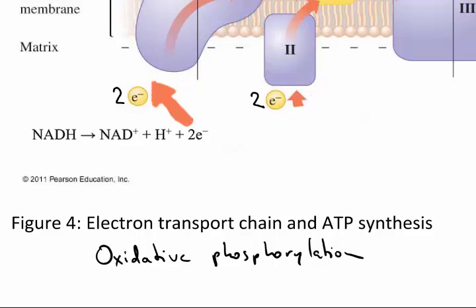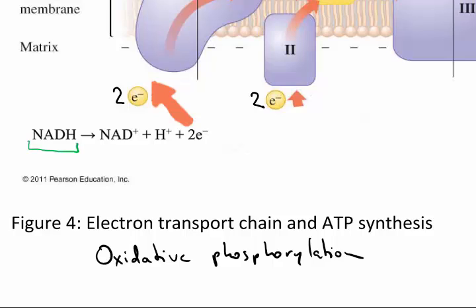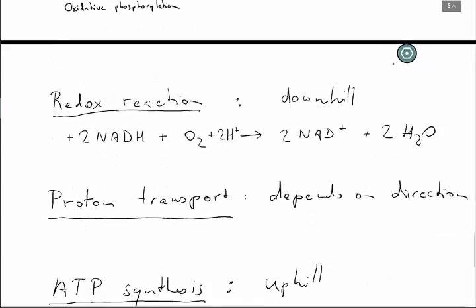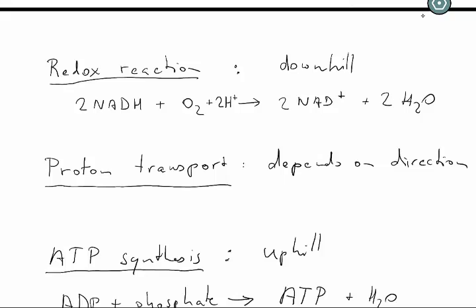So we learned from the citric acid cycle, we get NADH. We're reducing NAD plus to NADH. So the citric acid cycle provides a lot of NADH. That NADH reacts with oxygen, and that's a downhill reaction. So I wrote down what's uphill and downhill over here. So the redox reaction is downhill. So what we have is, two NADHs and a dioxygen molecule react to NAD plus and water.